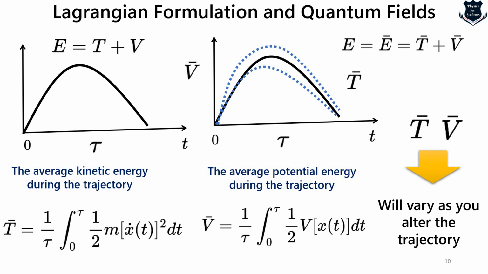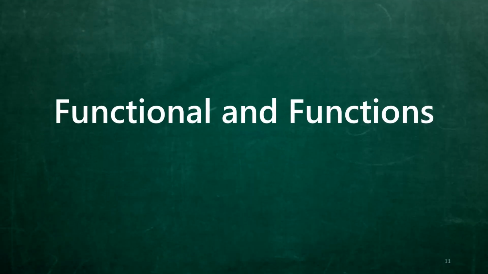I think that this is quite okay as far as this part of the video is concerned, but in order to vary the trajectory, that means in order to calculate the average kinetic energy and the average potential energy during the variation, we need one simple mathematical tool. Let us look, and I would like to explain in the next part of the video, what are called functionals and functions. What is the difference between them?